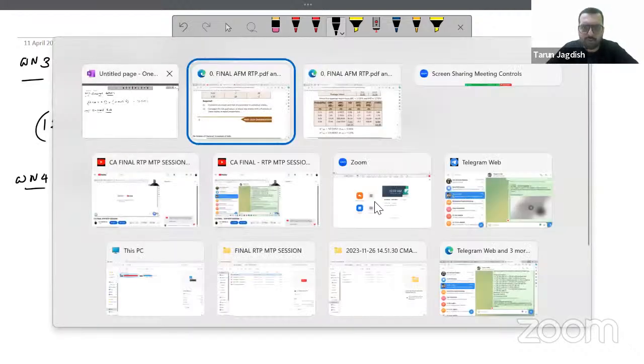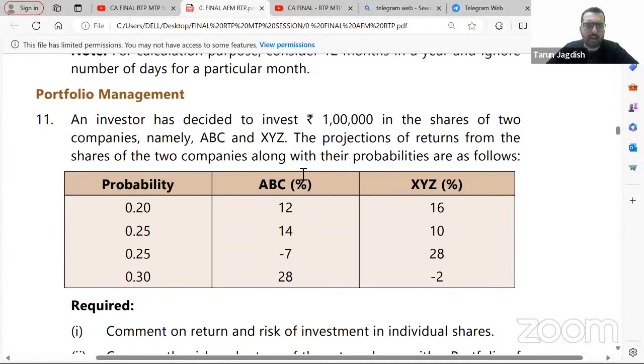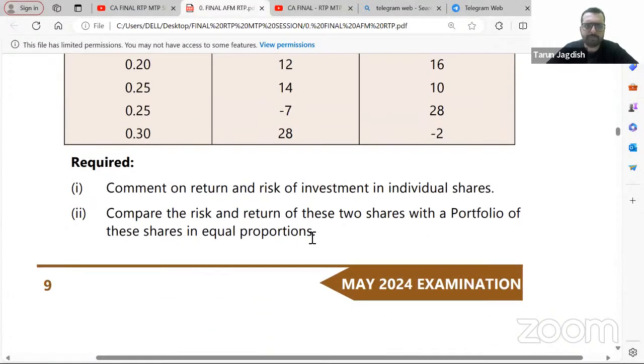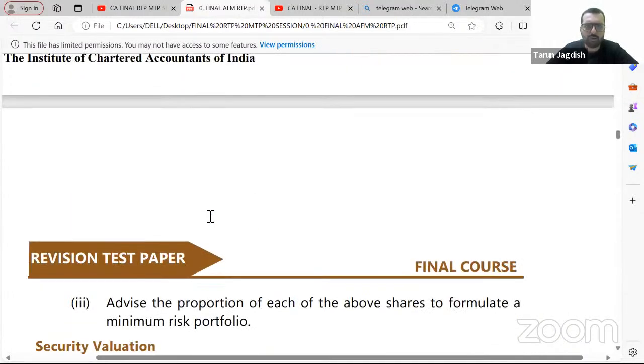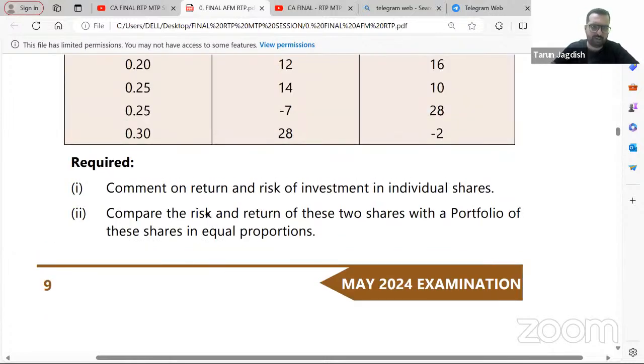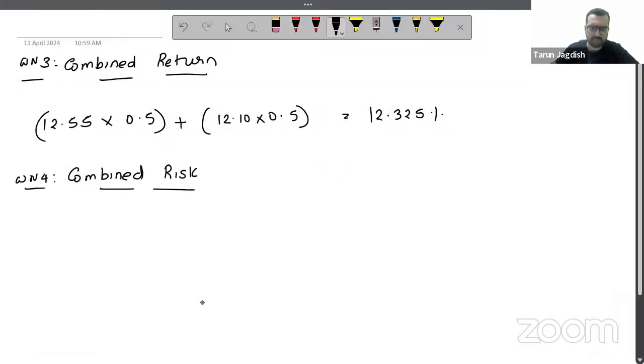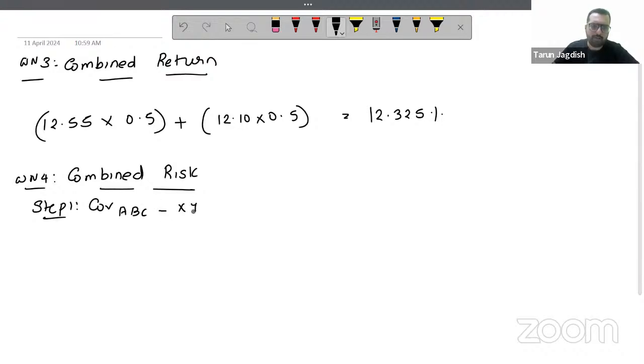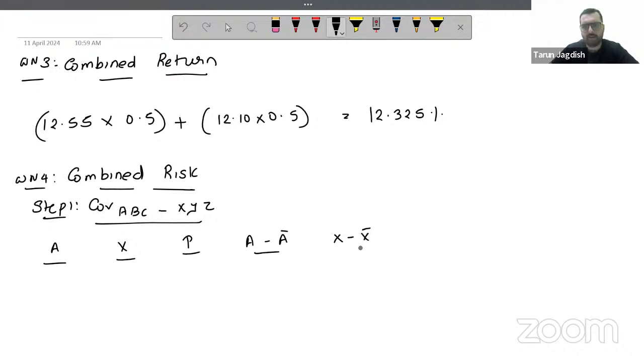Now, friends, we need to find out the combined risk. Tell me, which method are we going to use to find out the combined risk? Have they given the correlation coefficient? No, I think we'll have to work out the correlation coefficient, correct? So inside this, I will have to write down step number 1. We have to find out covariance of ABC with XYZ. So how do you do that? A, I'll call it as X, P, A minus A bar, X minus X bar, P into A minus A bar into X minus X bar.